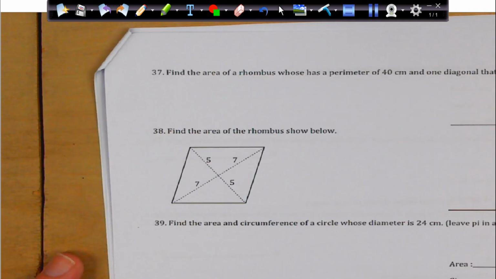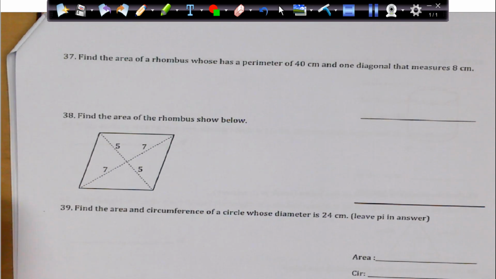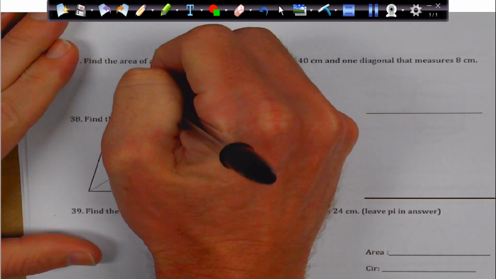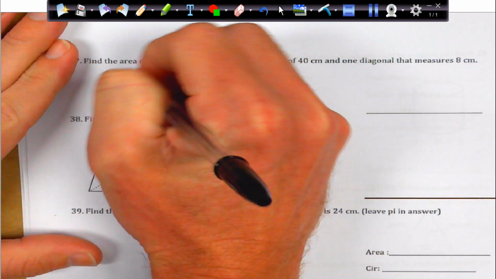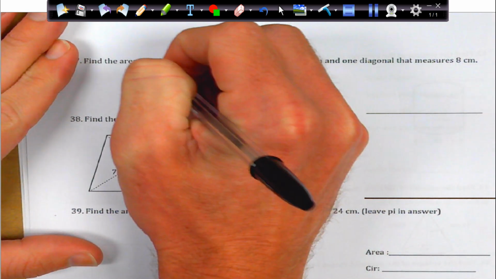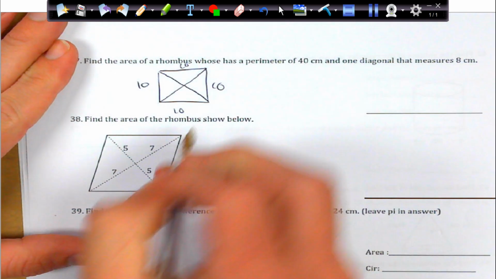Find the area of a rhombus that has a perimeter of 40, one diagonal that measures 8. So if it's a rhombus, it means all the sides are congruent, so I'm going to go with they're all 10. The diagonals are going to bisect, so that makes this 4 and 4.